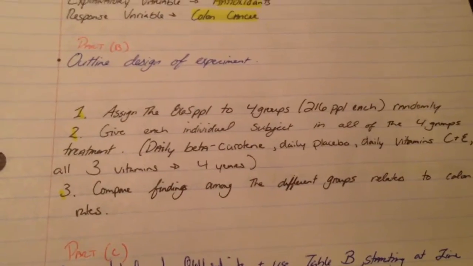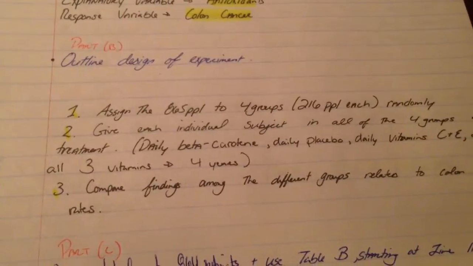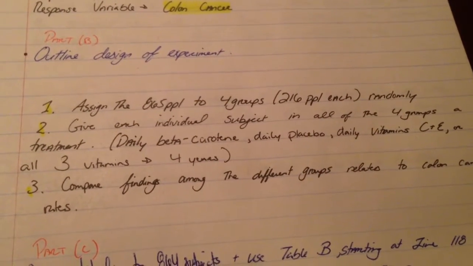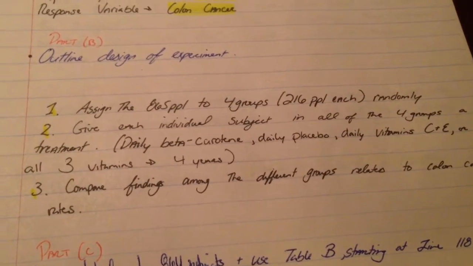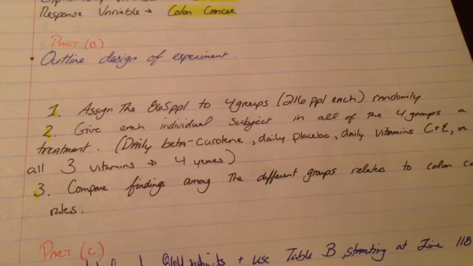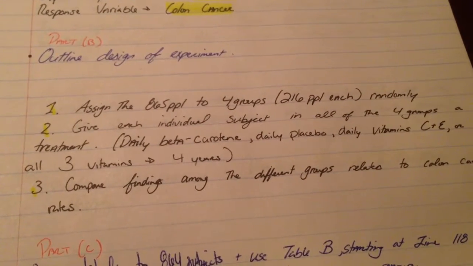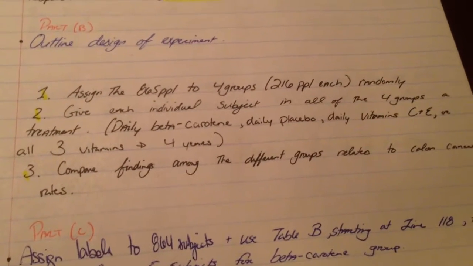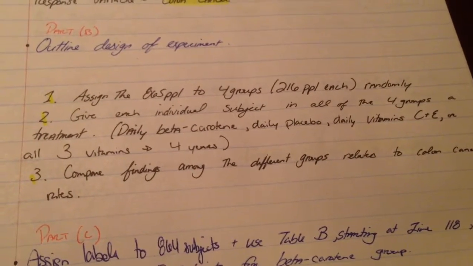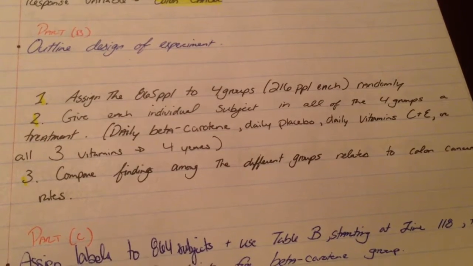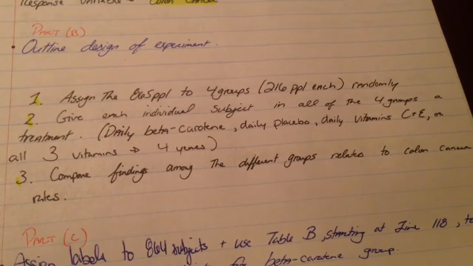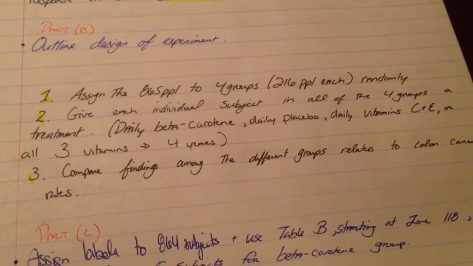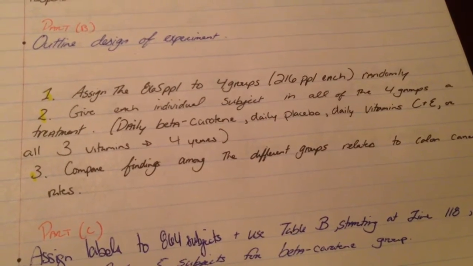Now moving on to part B, I want you to do an outline design of the experiment. So right here I have 3 steps. The first step is you assign the 864 people to 4 different groups with 216 in each group, and you do this randomly. Then you give each individual subject in all of the 4 groups a treatment, and the 4 treatments you have to choose from are daily beta-carotene, daily placebo, daily vitamin C and E, or all 3 vitamins. And then you do this for 4 years.